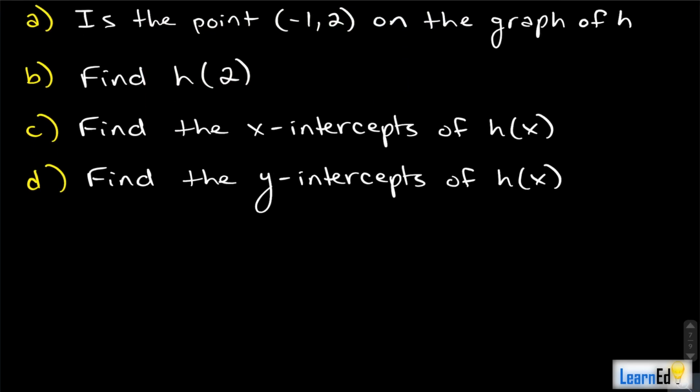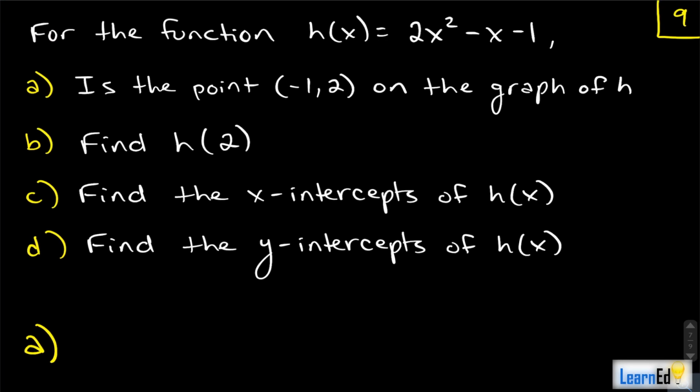We can just write a here. Is the point negative 1, 2 on the graph? Well, negative 1 is our x, and 2 is our y of this point. So we can just plug it into this equation. And well, there's no y in this equation. Where do we plug it in? Well, h of x you can rewrite as y, right? So we can say that, right?